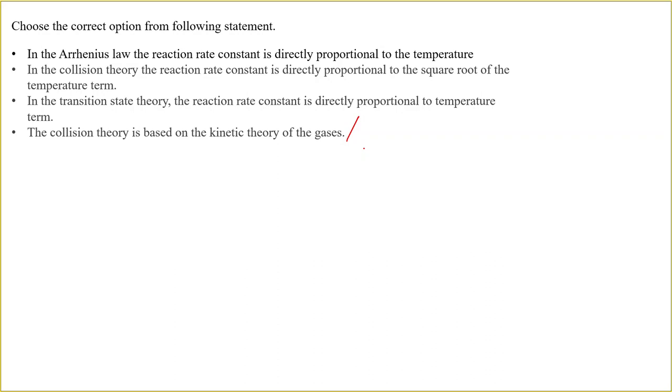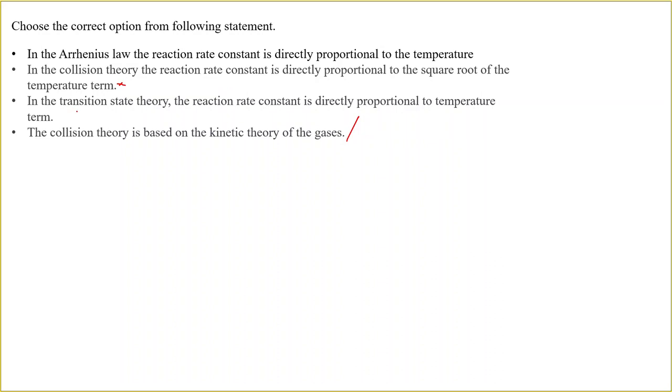So that's why the square root of temperature term is not correct; it is actually collision rate theory. The statement that the reaction rate constant is directly proportional to the square root of the temperature term is not the correct one, because it is directly proportional to the temperature itself. So it is proportional with some proportionality constant present. So the reaction rate constant is proportional to the temperature term.